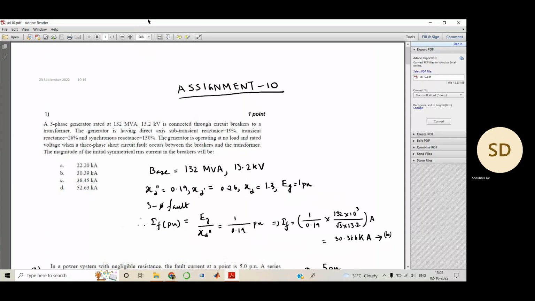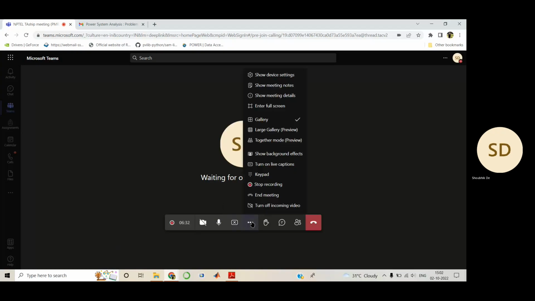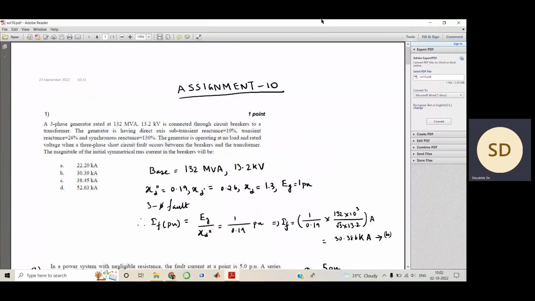So as told, we'll be discussing assignment number 10 and we'll be looking at some typical questions of this assignment. Of course, like the previous live sessions we used to have, this would be focused on the assignment from the previous run. And this assignment is based upon the symmetrical components and the fault MVA levels in power system. So let's start.